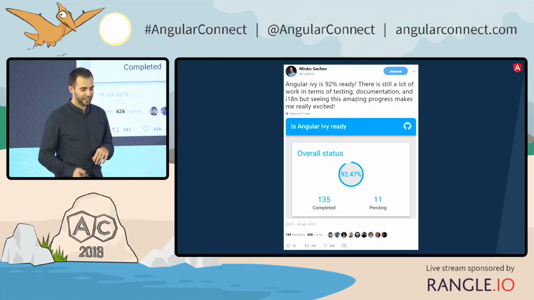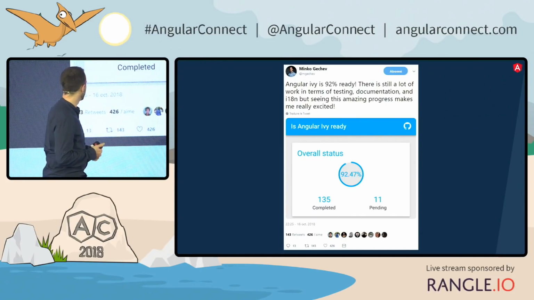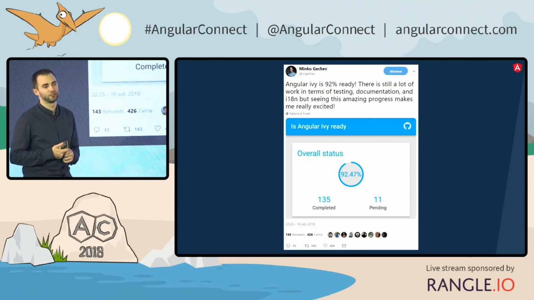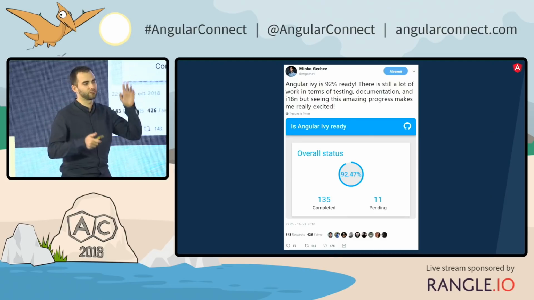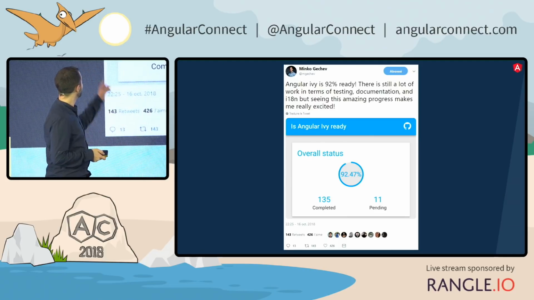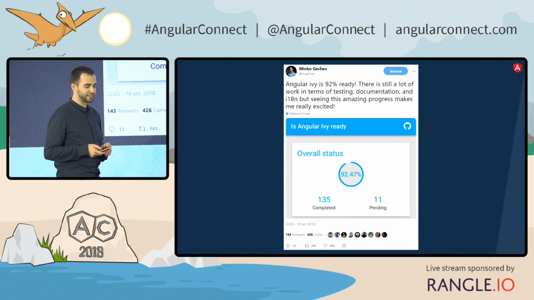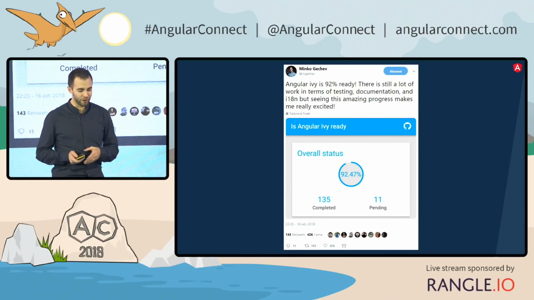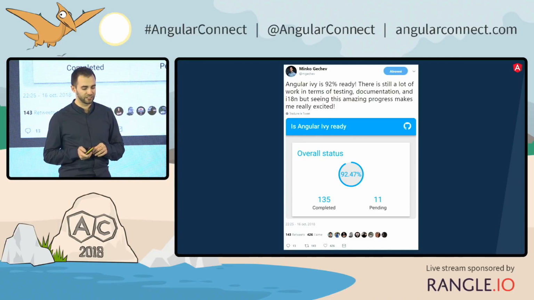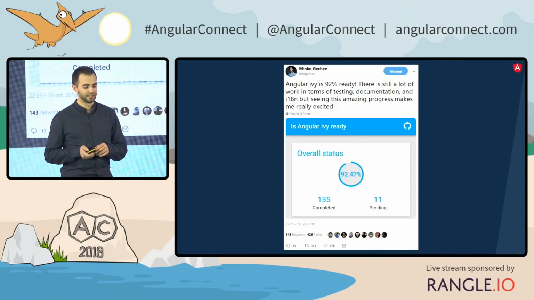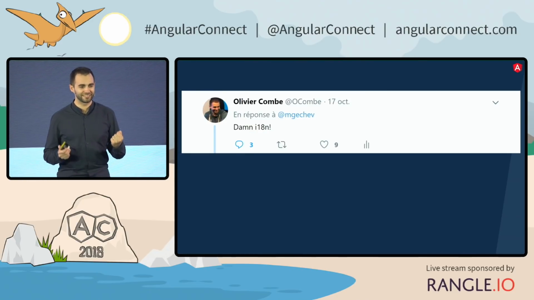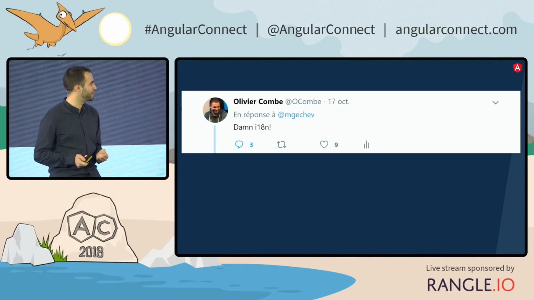So, as I was preparing my talk 3 weeks ago, actually as I was supposed to prepare my talk and, you know, procrastinating and checking Twitter and everything, I saw this tweet from Miško saying that Angular Ivy is 92% ready, but there is still a lot of work in terms of testing, documentation, and i18n. And I saw that and I was like, why? Why i18n? Damn it, I just want this shiny Ivy thing that everyone is talking about.